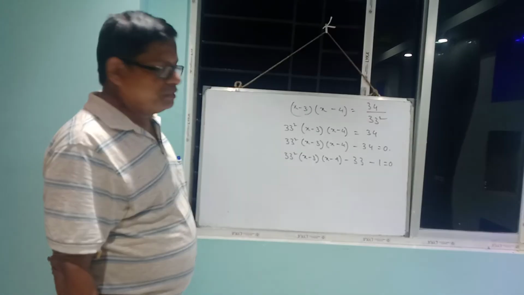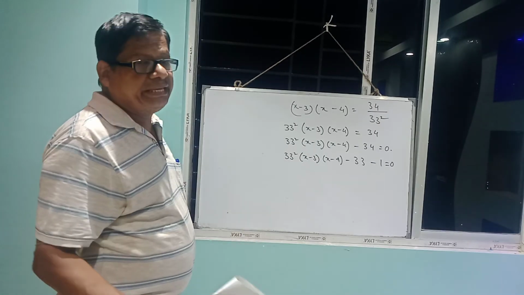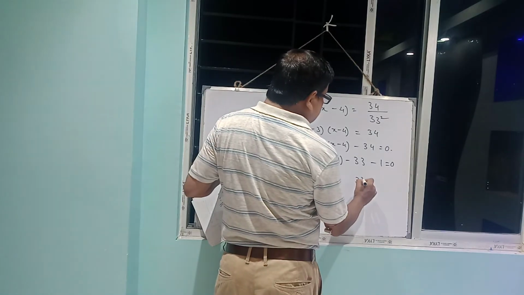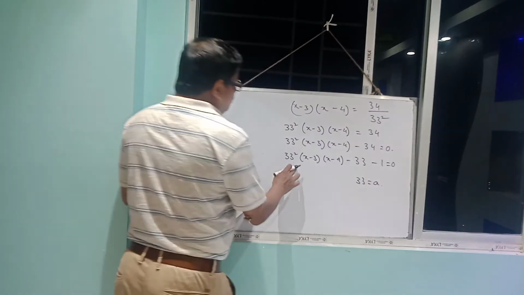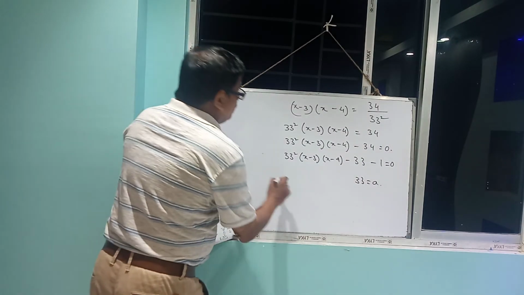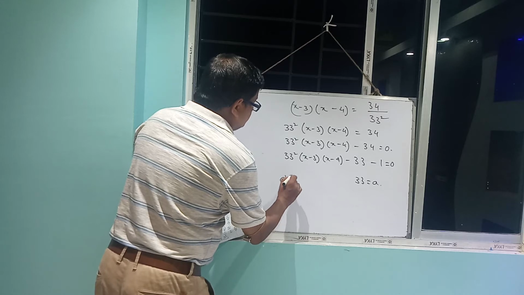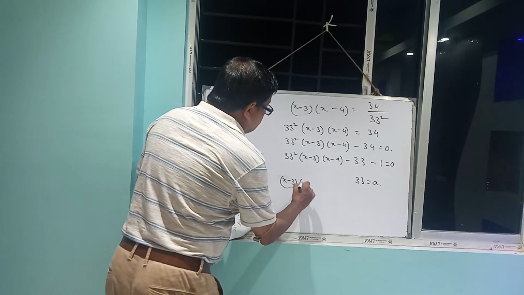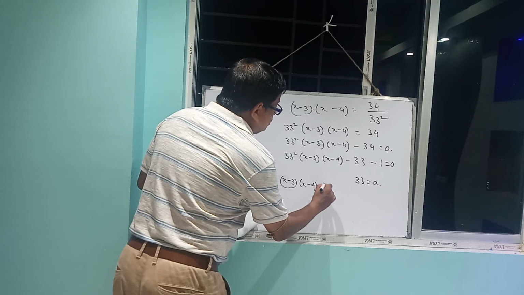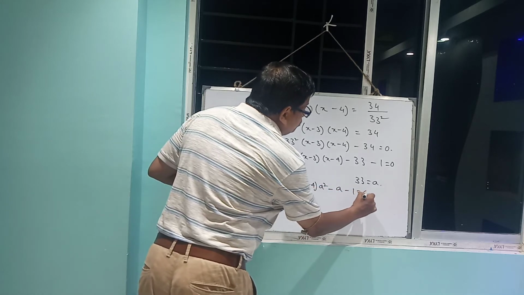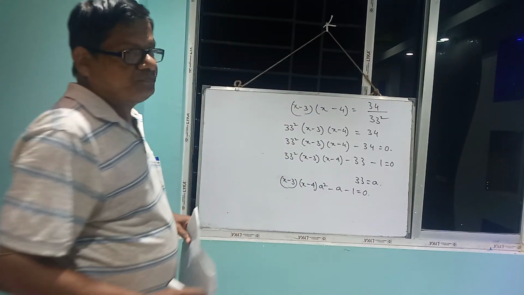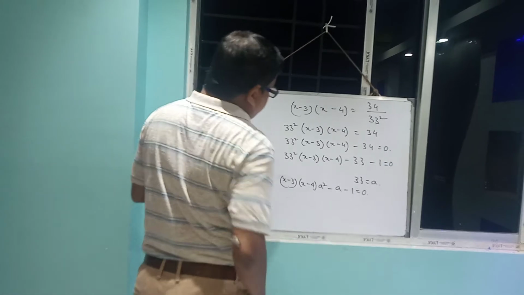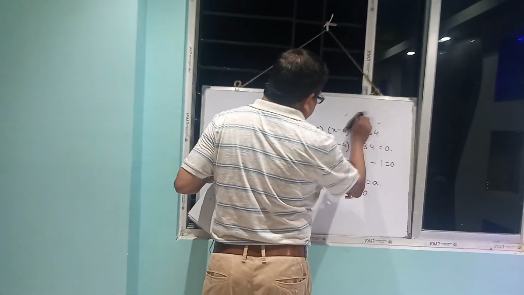Now consider 33 as A. You have to consider 33 as A, then it will be A square. See, (x minus 3)(x minus 4) into A square minus (A square minus 1) equal to 0. Now, see, now factorize.